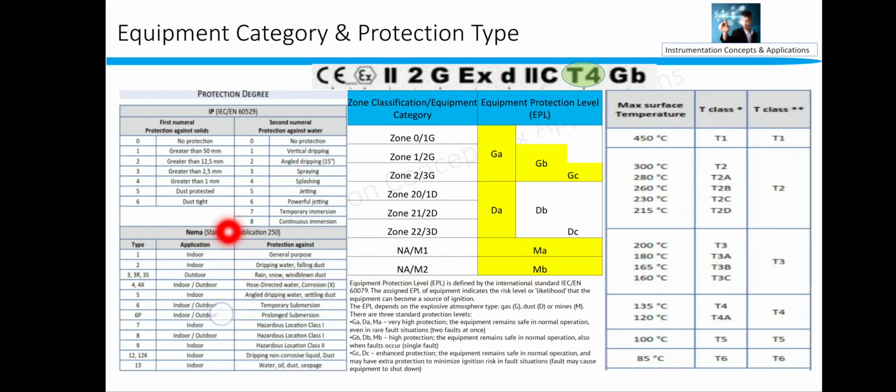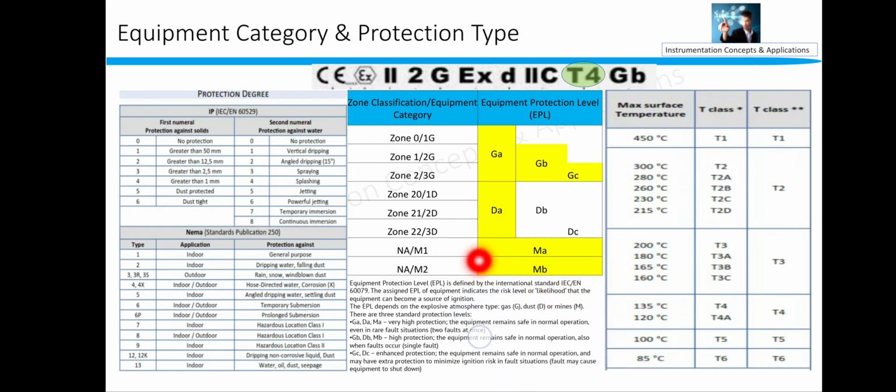And there is the ingress protection degree also, which is widely used, IP. So if I see a 65 equipment, then 6 is dust tight, and 5 is the jetting of water. So first is the dust protection, second is the water protection. NEMA standards were published in 2004, I guess. After 2004 IP is more widely used than NEMA. Normally NEMA 4 and 4X, indoor and outdoor, hose-directed water and corrosion. This certification is more widely used, NEMA 4 and 4X.